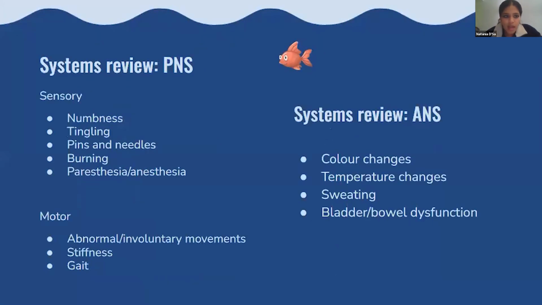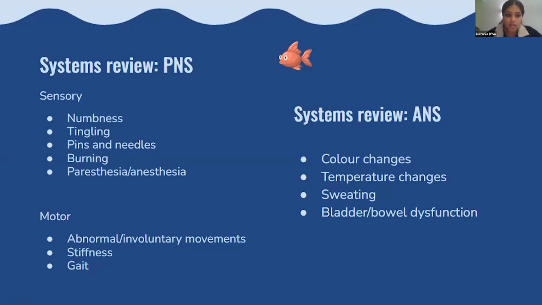Yep, so next slide, then we're going to go into the PNS, which is the peripheral nervous system. You've got these 2 categories here for this. You've got sensory and motor. So for sensory symptoms, some examples are numbness, tingling, pins and needles, burning, and anesthesia, paresthesia, so not being able to feel there. And then you've got motor, so that can be abnormal or involuntary movements, such as tremors. You can have stiffness and issues with gait. So gait is the way that someone is walking.